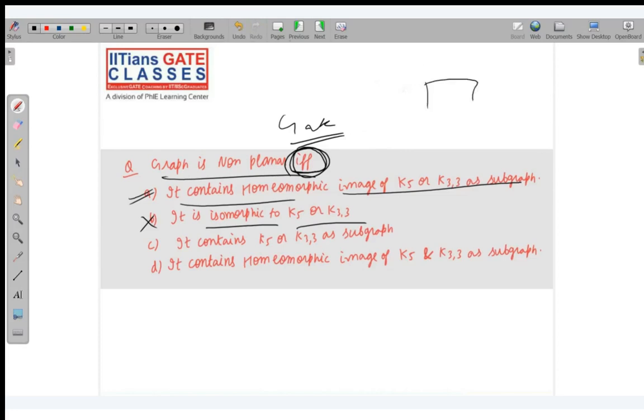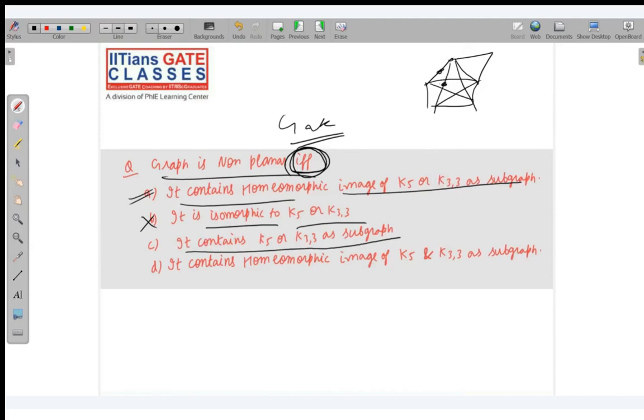Okay, so let me make the graph. I have made this graph. This is not isomorphic to K5 or K33, and still it is non-planar. It contains K5 or K33 as a subgraph. Yes, so this graph contains K5 or K33 as a subgraph, but there might be some other graphs.